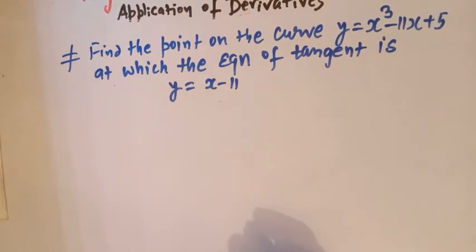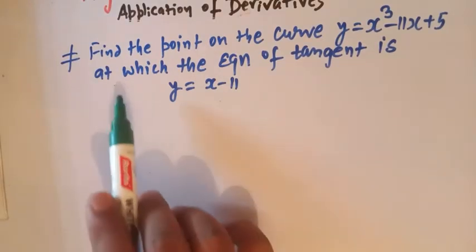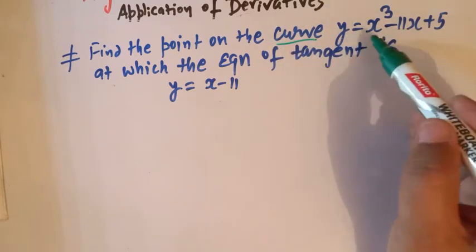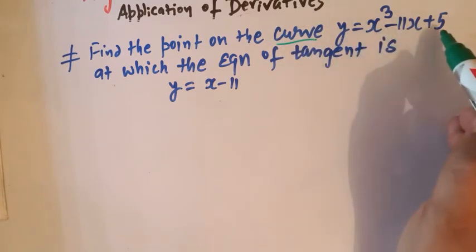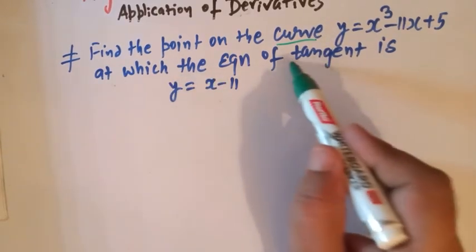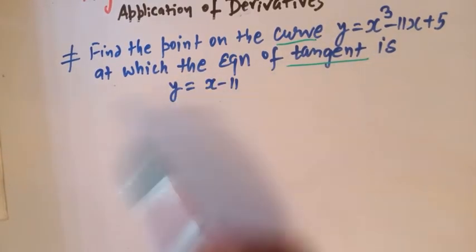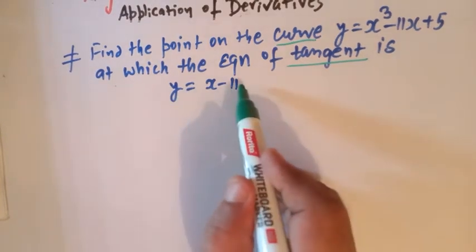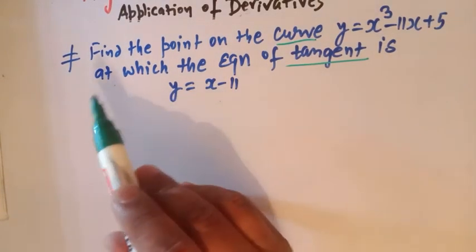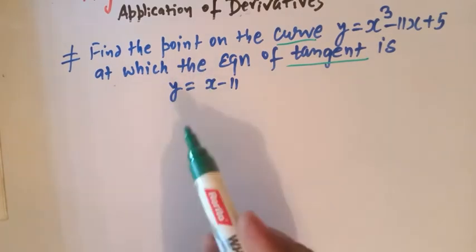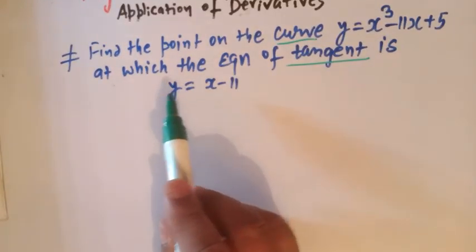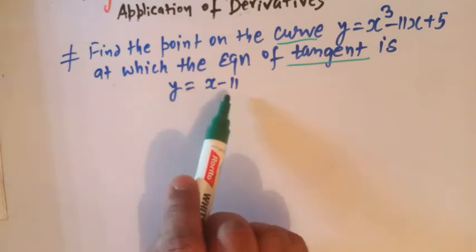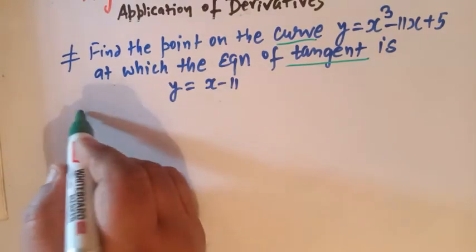So viewers, let us take this question. Find the point on the curve, where the equation of the curve is y equal to x cube minus 11x plus 5, at which the equation of tangent is y is equal to x minus 11. So here the equation of the tangent is given, and we have to find the point at which the equation of tangent is y is equal to x minus 11. So what will we do?